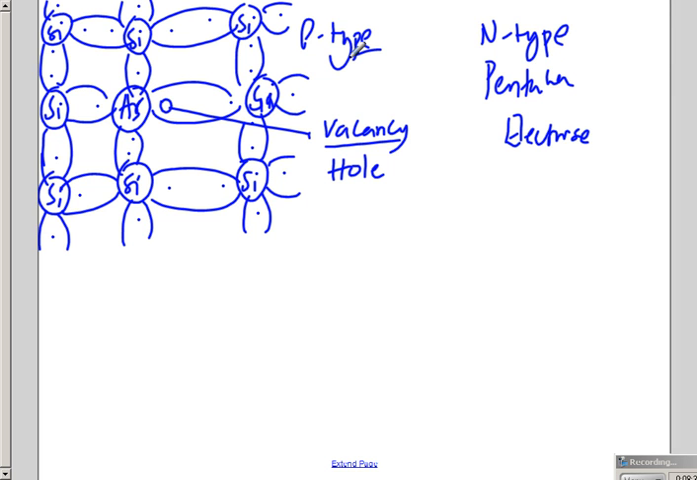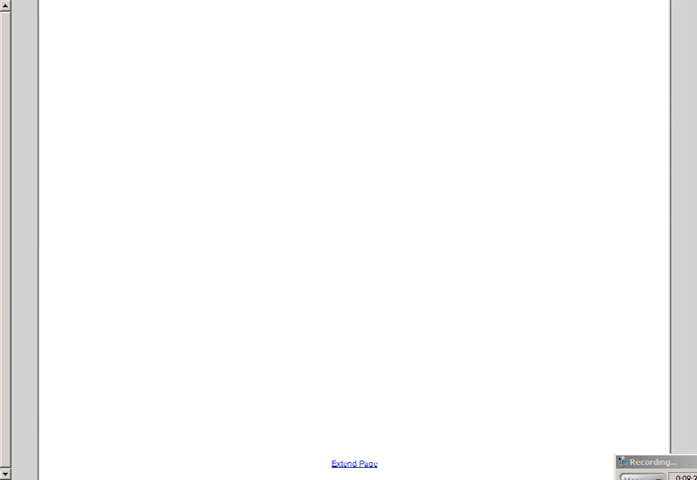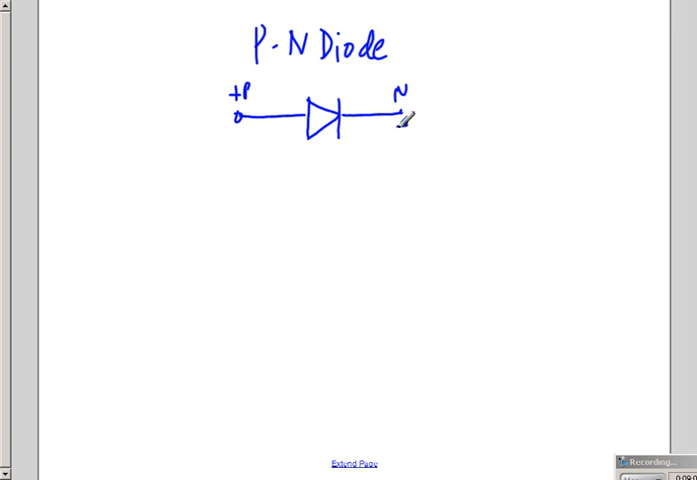Now what is a p-n diode? When p-type material and n-type material are suitably joined, then the crystal that is formed is called a junction diode, or a p-n junction diode. The symbolic representation for a p-n diode is in this form. This is p-type, positive, and this is n-type, negative. This is the anode and this is the cathode.